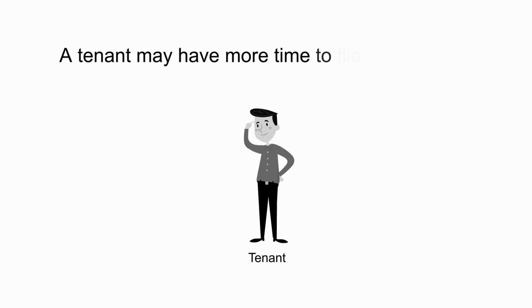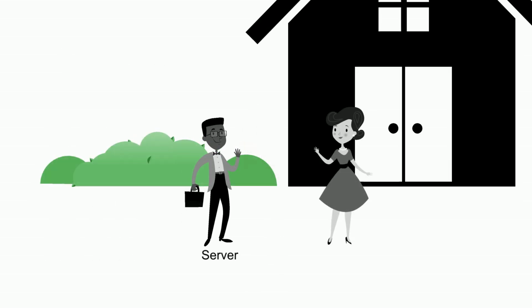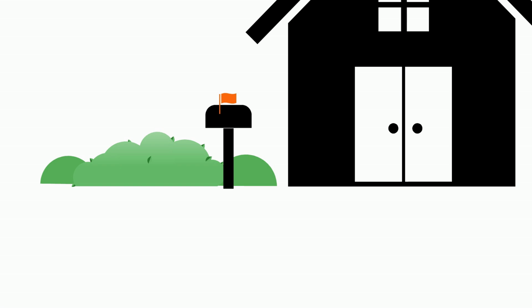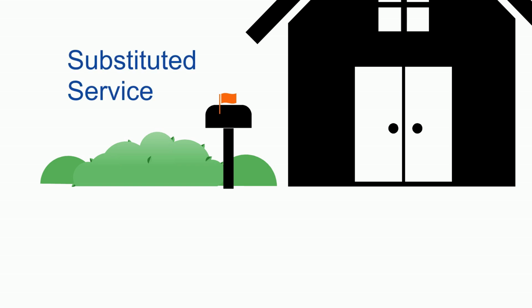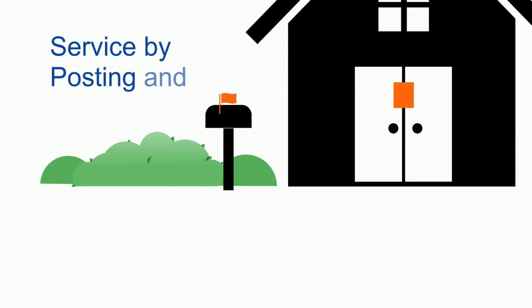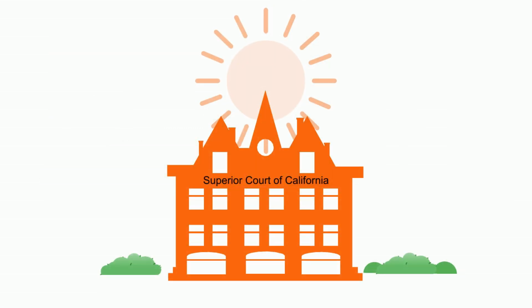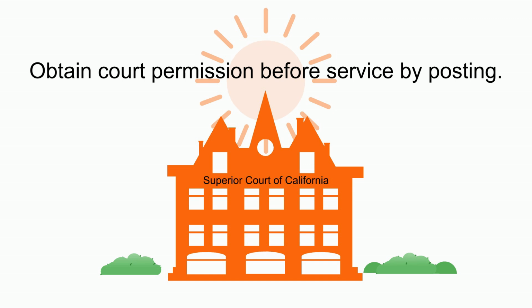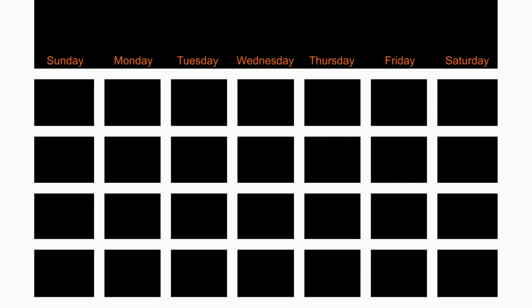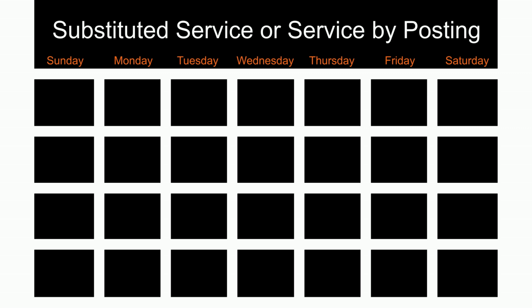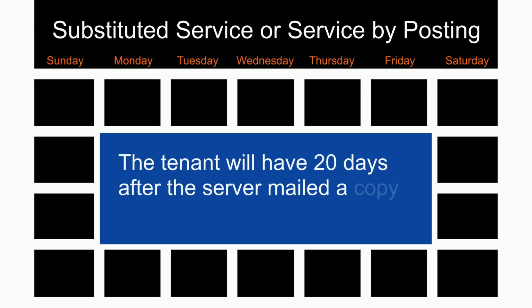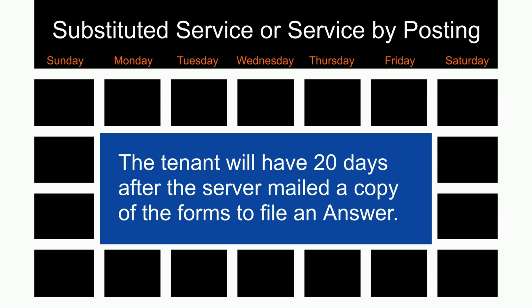A tenant may have more time to file an answer if the summons and complaint were not given to the tenant, but to someone else at the tenant's home or workplace, and a copy was also mailed to the tenant. This process is known as substituted service. Or, if a copy was posted on the tenant's door and a copy was also mailed to the tenant. This is called service by posting. However, the landlord must first obtain court permission before they can serve by posting. If the tenant was served by substituted service or service by posting, the tenant will have 20 days after the server mailed a copy of the forms to file an answer.